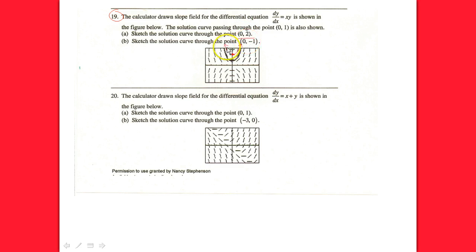So if we start at 0, 2 and we follow that direction field or that slope field, we're going to end up with another parabola that looks a lot like the one we had a second ago. But if we start at 0, negative 1, our parabola is not going to look the same. That parabola following the direction field is going to open down instead.